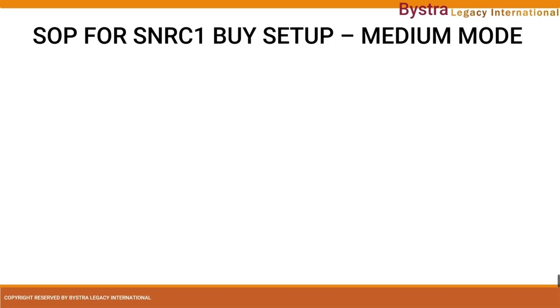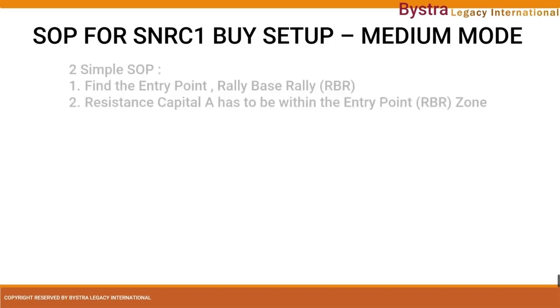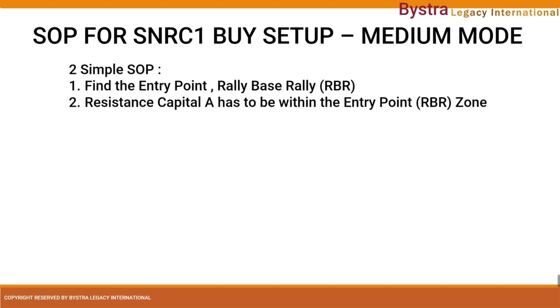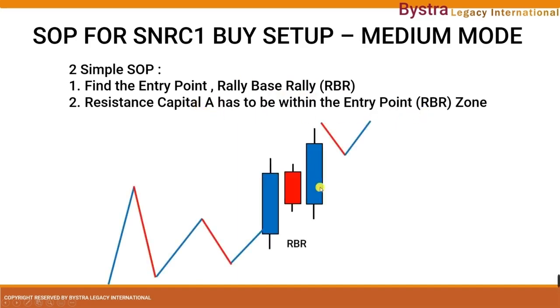Let's have a look at the SOP for the SNRC1 buy setup. This is a medium mode. The SOP is actually very simple. First, of course, we must always find the entry point for the buy setup, which in this case is the rally base rally. And remember guys, the capital A, which is the resistance, has to be within the entry point zone. So this is an example.